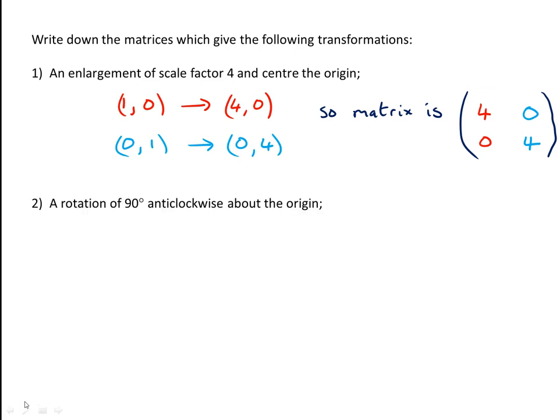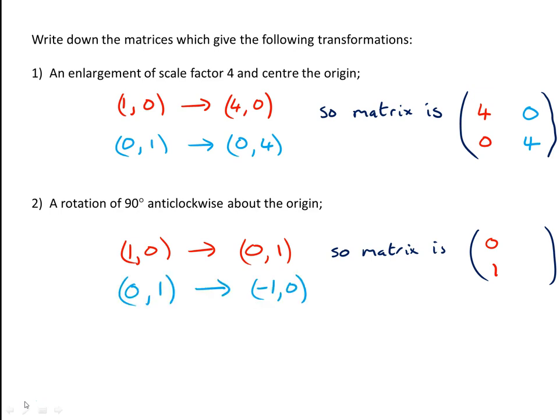Second example, if we want to have a rotation of 90 degrees anticlockwise about the origin, then a moment or two's thought will tell us first of all that the point 1, 0 maps round to the point 0, 1, which means that the first column of the matrix must be 0, 1. And if we rotate the point 0, 1 by 90 degrees anticlockwise about the origin, then we end up at the point -1, 0. So the second column of the matrix must be -1, 0.